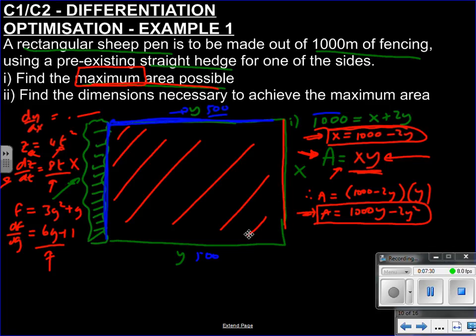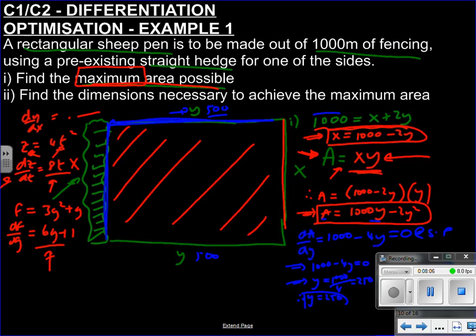So we know area is that. We're going to differentiate to find the area with respect to y. There's our variable y, there's a. So that gives me 1,000 minus 4y. We're trying to find the maximum, so this equals 0 at our stationary point, just like before. So now we can solve. So 1,000 minus 4y equals 0. So therefore y equals 1,000 over 4, which is 250. So we know that y is our 250 meters.